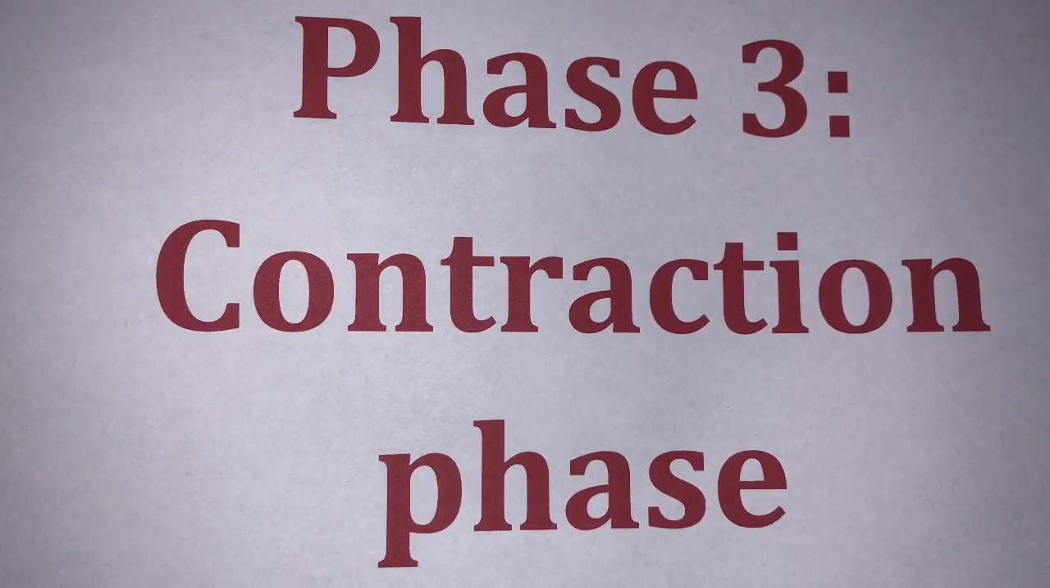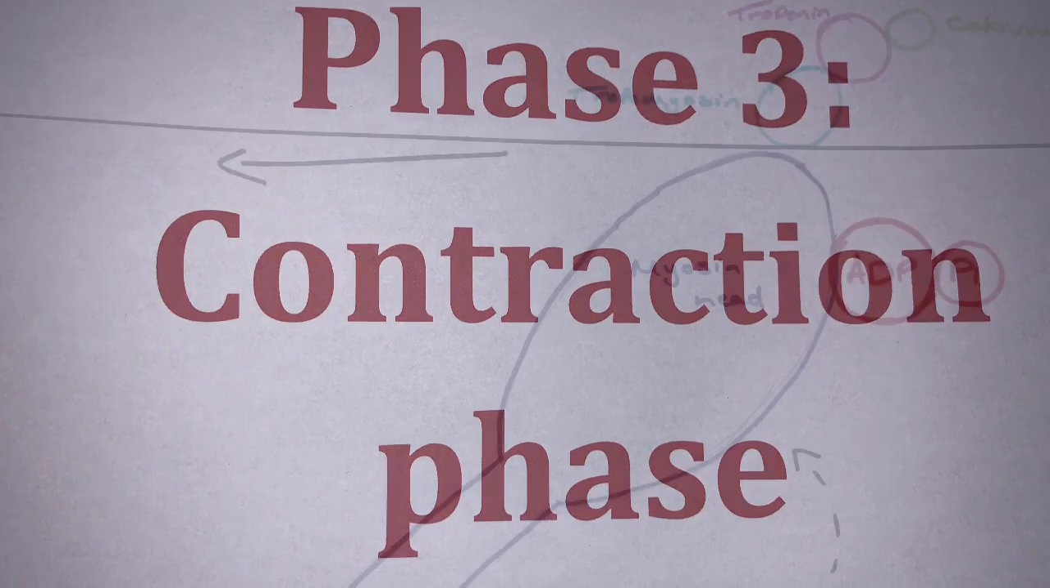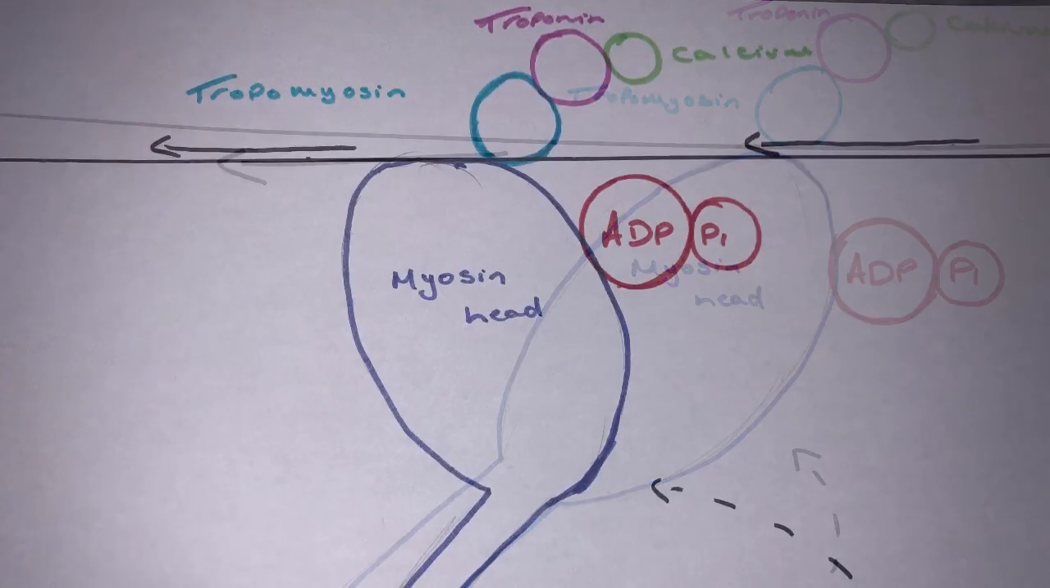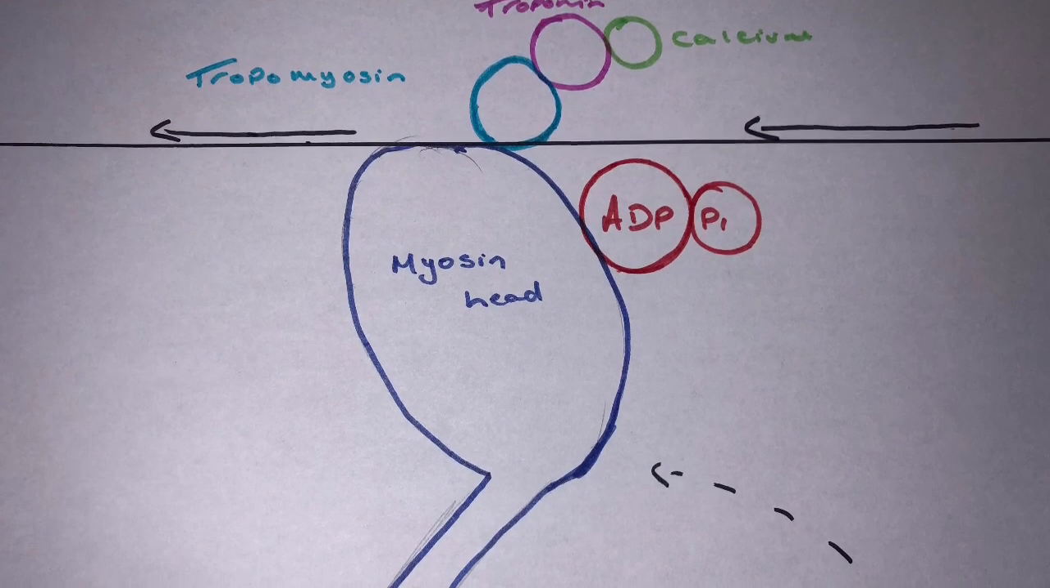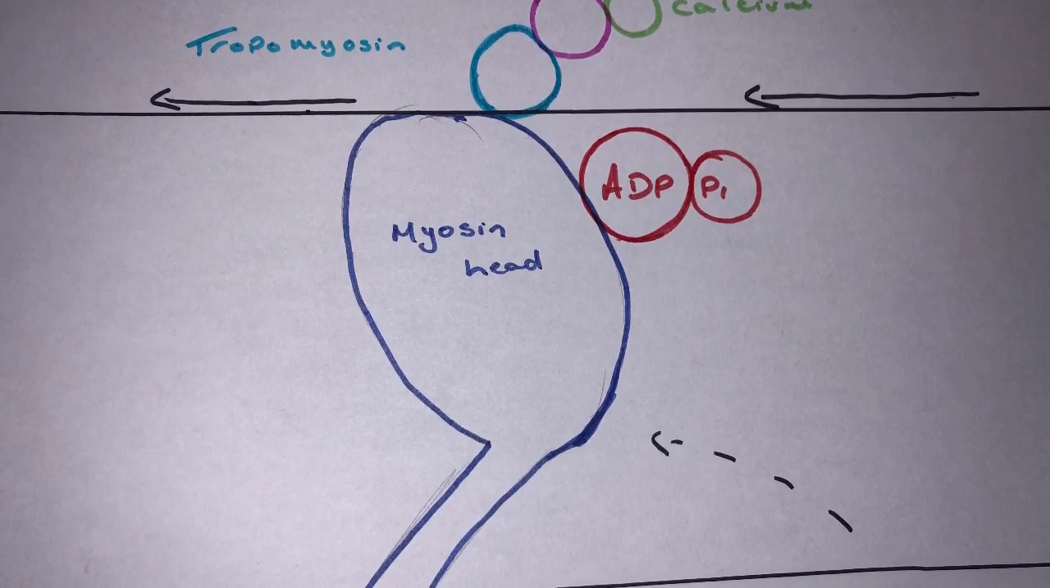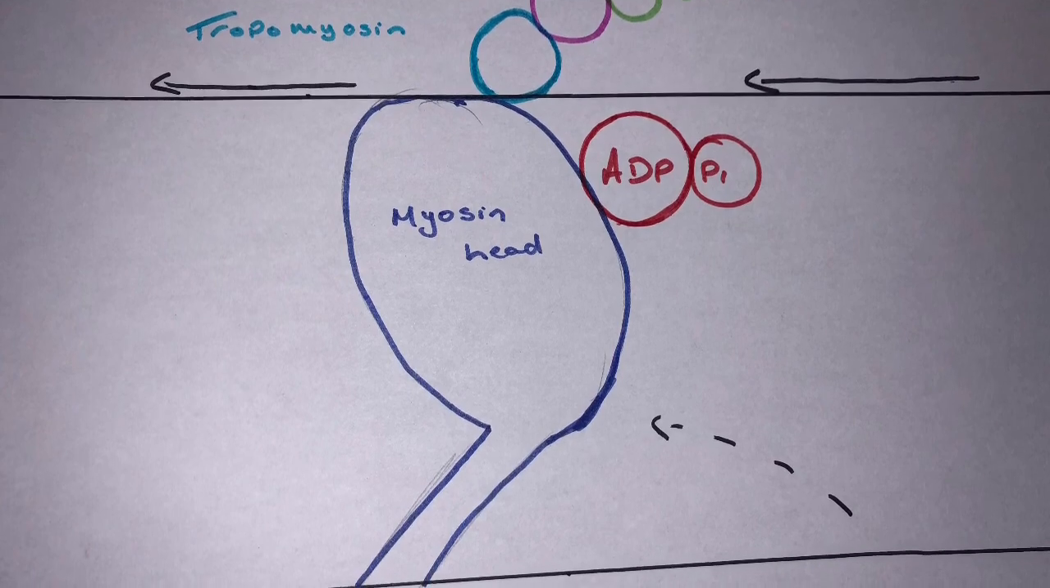Phase 3, contraction phase. In this phase, calcium ions break down ATP, which is adenosine triphosphate. This is what creates the movement. After this, the myosin heads pull the actin filament towards the middle. This is one of the main stages, as it is when movement actually occurs.